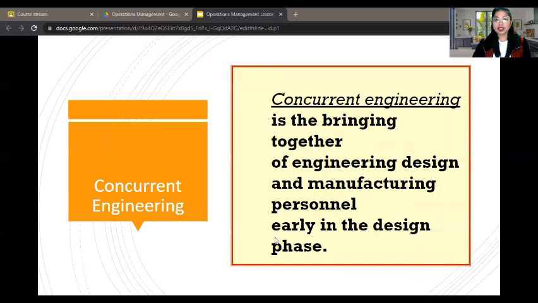To achieve a smoother transition from product design to production and to decrease product development time, many companies are using simultaneous development or concurrent engineering. In its narrowest sense, concurrent engineering means bringing design and manufacturing engineering people together early in the design phase to simultaneously develop the product and the process for creating the product. Again, concurrent engineering is the bringing together of design and manufacturing personnel early in the design phase.